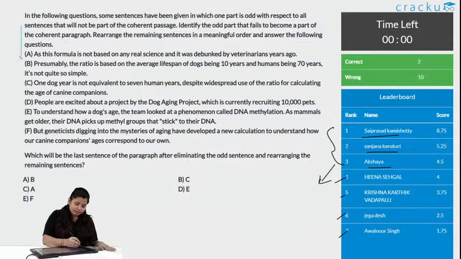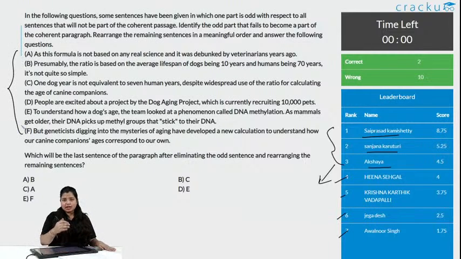Make sure you don't need to read the entire length of the passage, you just need to find the subject and arrange them sequentially, and you will get the answer.